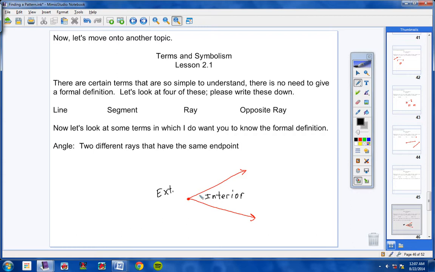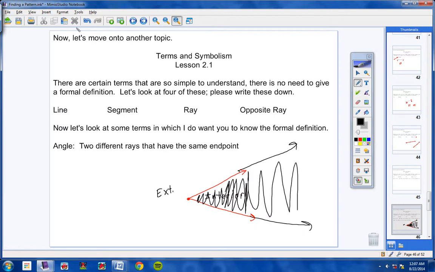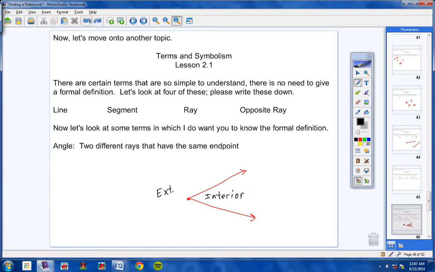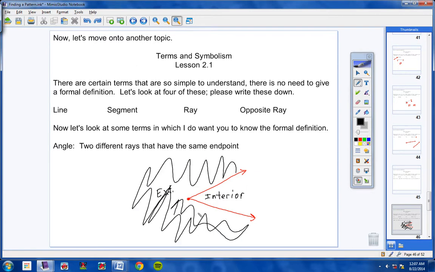And so all of this space here, students, between the two rays, and if the rays were to continue on, this space would also continue on. All of that space there is called the interior of the angle. Now the exterior part of the angle is all of the space that's on the outside of the angle. Okay, so there's two parts to the angle.